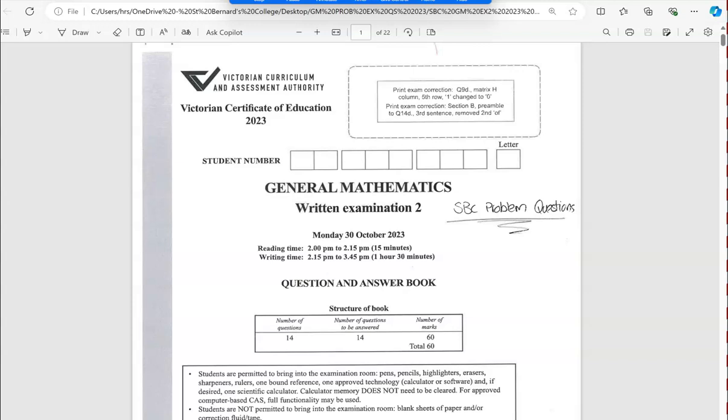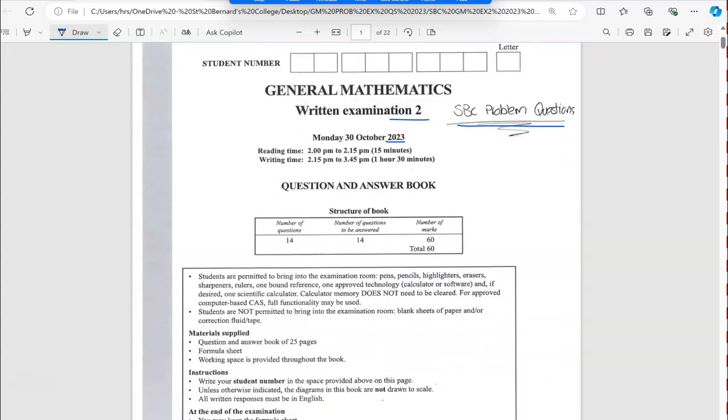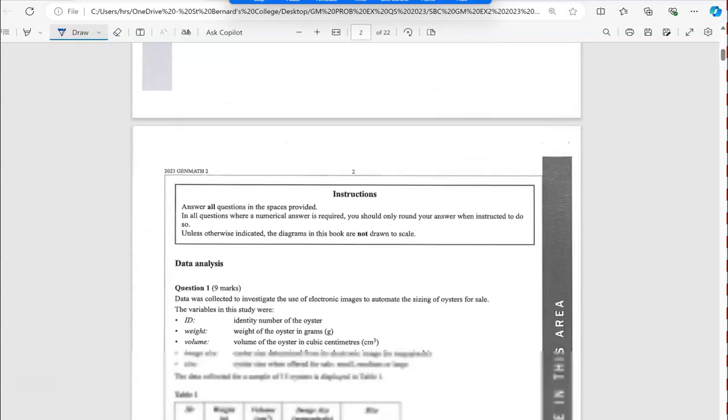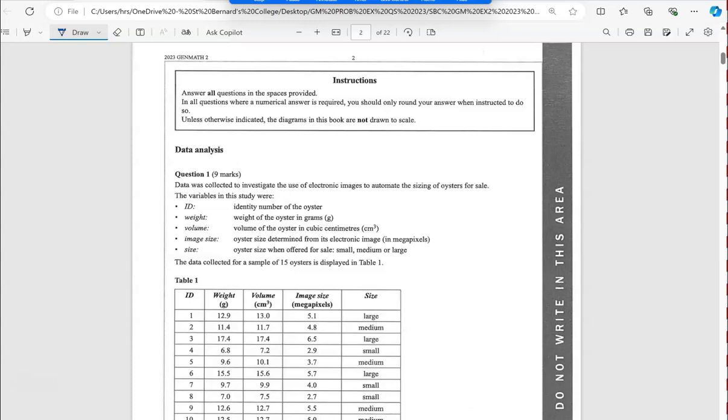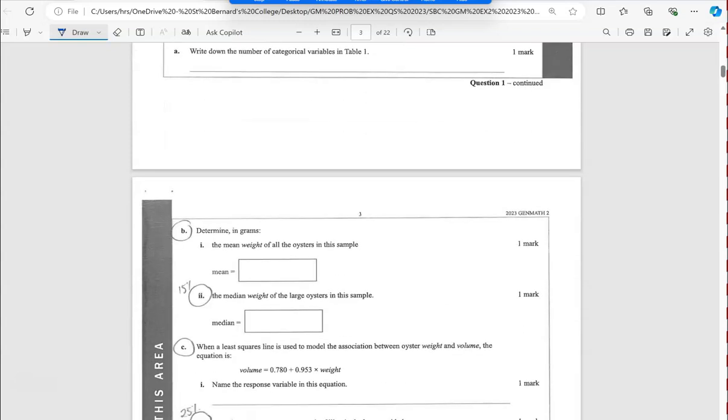All right, so I'm going to start with going through exam 2 for the problem questions of last year, for what Bernard's had problems with. And we're starting with the data. And obviously, what we had problems with is generally what the state had problems with, so that's okay.